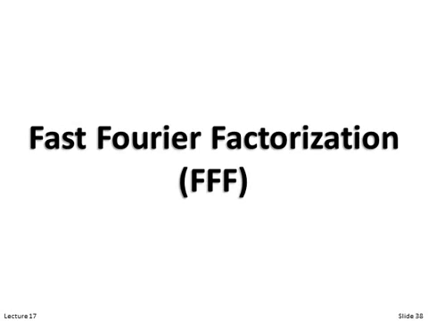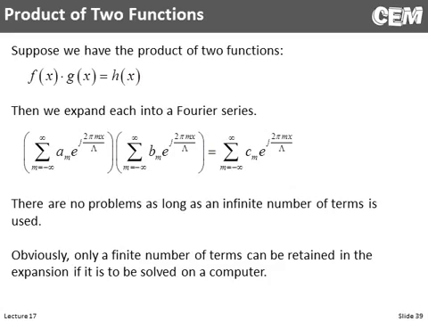On to our next topic called fast Fourier factorization, which is a relatively new topic in Fourier space. It's probably maybe 15 years old now, something like that. So let's say we have the product of two functions, f and g, and then we set the product equal to h. And let f and g both be periodic with the same period. So that's important. They can't have different periods, they're the same period.